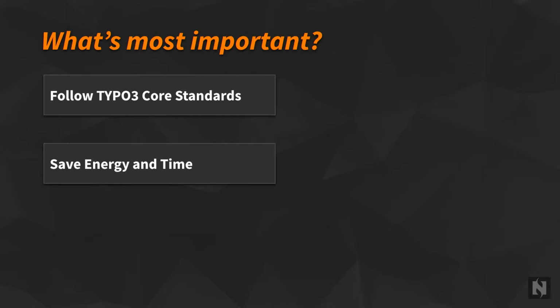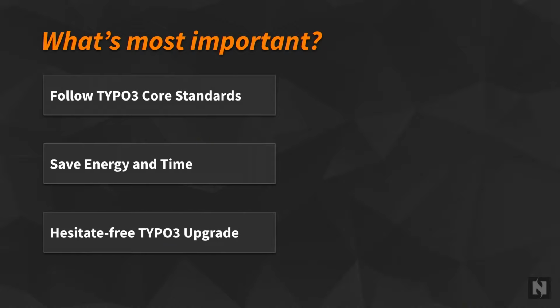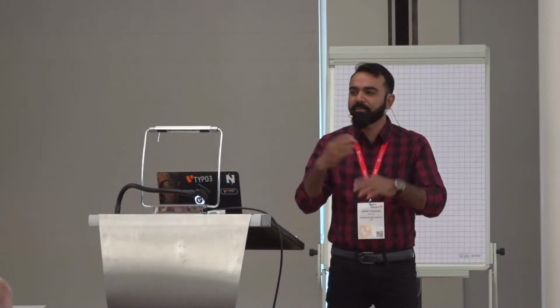The second thing is to save energy and time. I will show you what I mean, but the point is whether there is any way to create productive TYPO3 theming instead of doing a lot of configuration and creating a lot of things, right? And a hesitation-free TYPO3 upgrade. Because whenever new versions come, our teams or our projects need some adoption, some deprecation, some problems. So how can we upgrade our project better and more quickly, right?